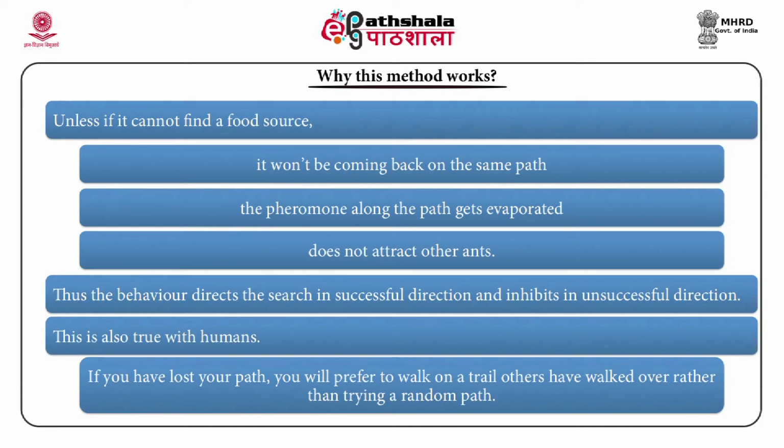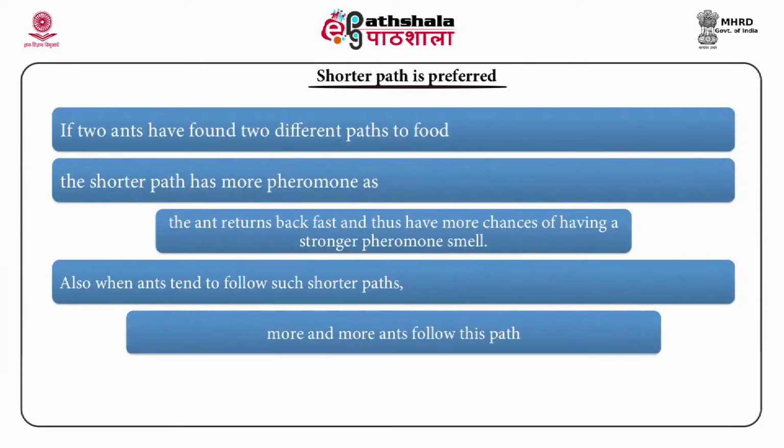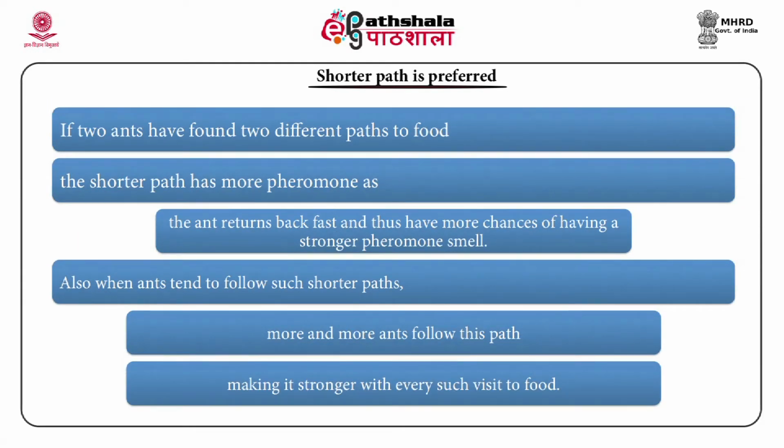The primary job of an ant is to find the food source, nothing else. That's the primary job to do. Quite interestingly, they also find the shortest path. How? Let me talk about how they find the shortest path.